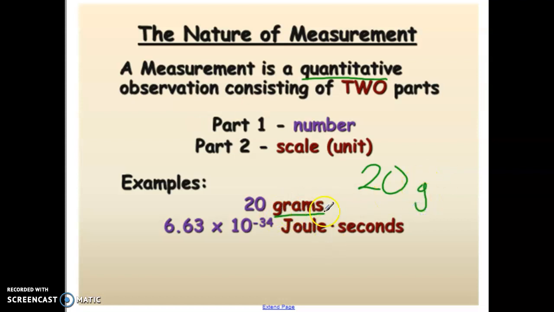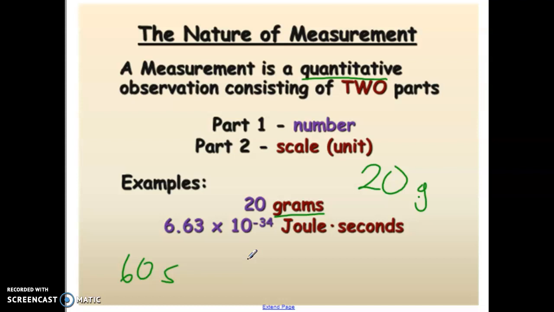So you don't have to write out the full word. Usually we have a symbol that represents that unit of measurement. So 20 grams with a lowercase g, right? And this can even be units of time, right? So 60 seconds or 25 minutes. You have a number and you have a unit associated with that number.